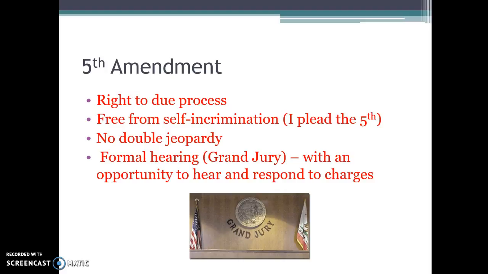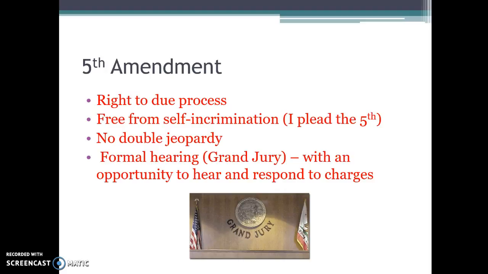The big part about the Fifth Amendment is that you're free from self-incrimination. So let's say you're charged with a crime and you're actually going to testify in court. You're going to get up on the stand. If the prosecution asks you a question and truthfully answering it would lead to a confession, you do not have to answer the question. You can simply say, I plead the Fifth, and not answer the question.